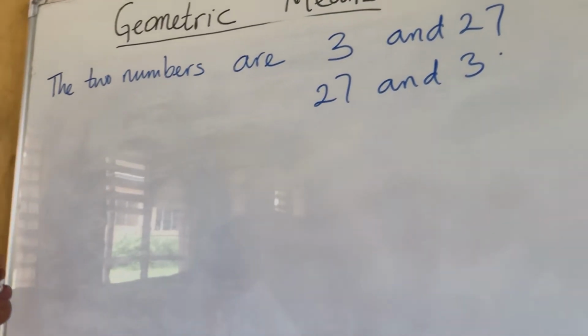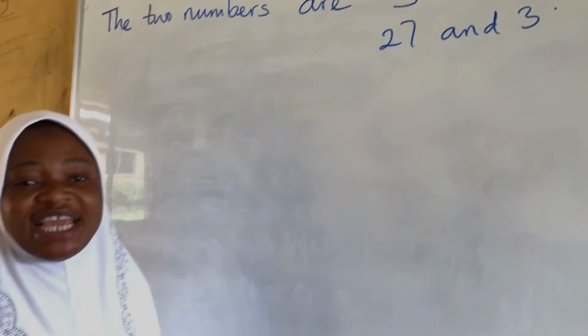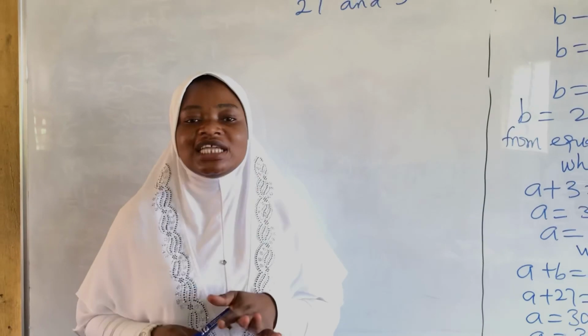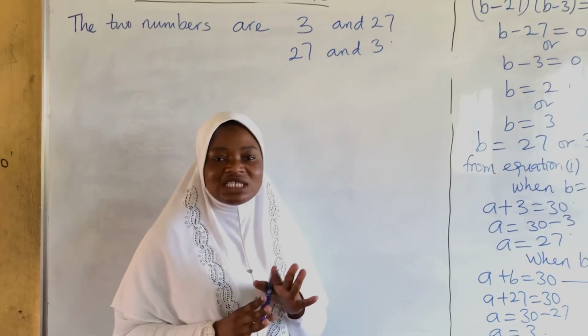So that is how to find geometric mean. You can see it's very, very simple. So make sure you go through it, write it down, study everything, and you will see that it's very, very simple.